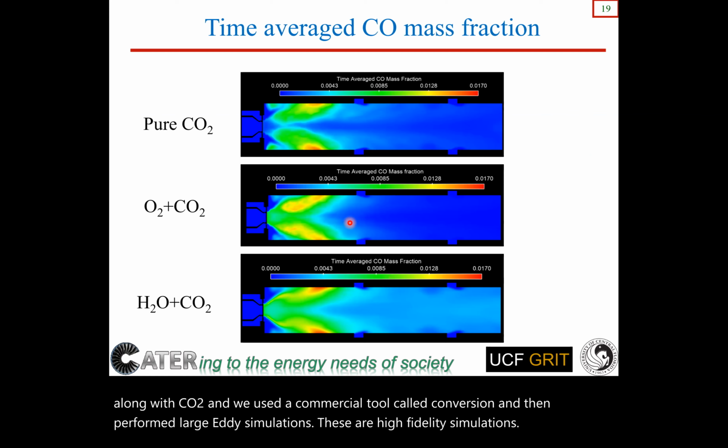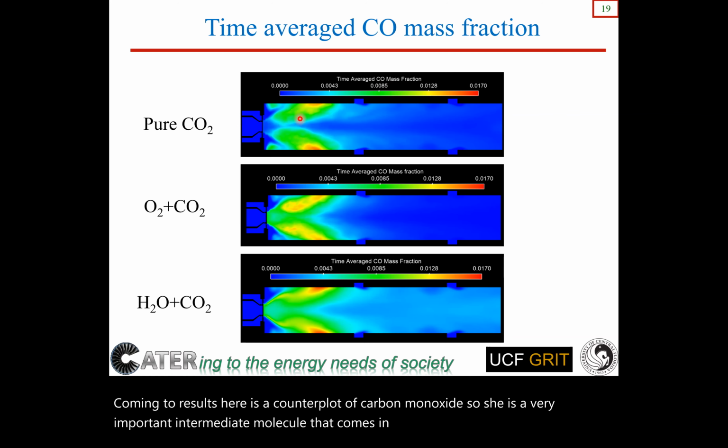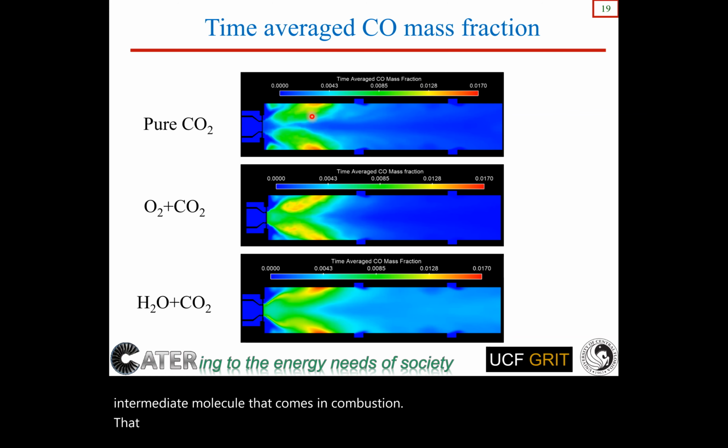Coming to results, here is a contour plot of carbon monoxide. CO is a very important intermediate molecule that comes in combustion, and that determines the effectiveness of combustion that is occurring. Now, here you're looking at a cross section of the engine.